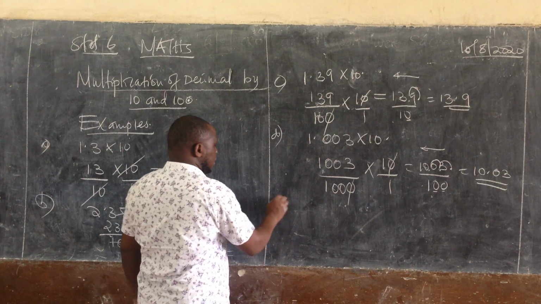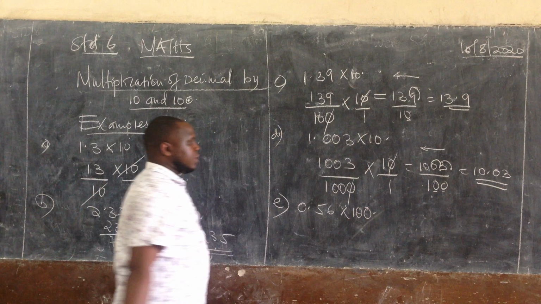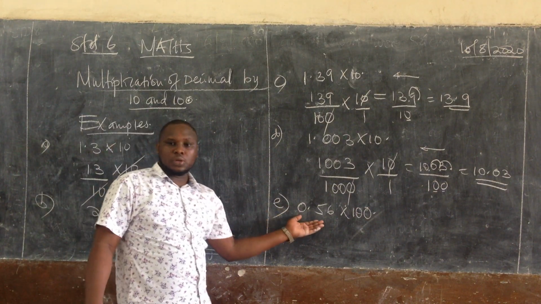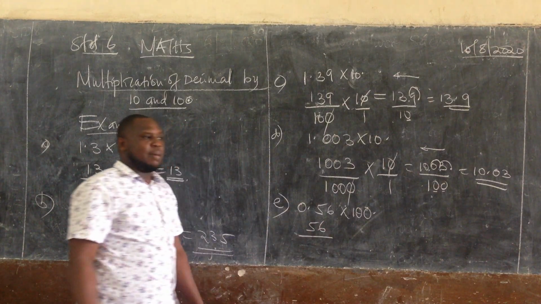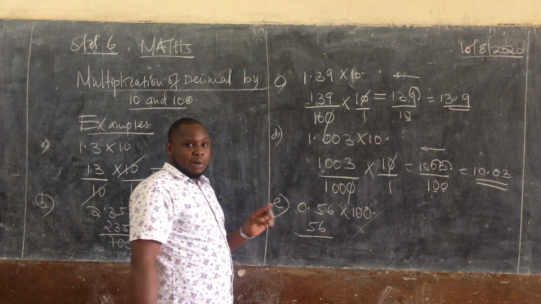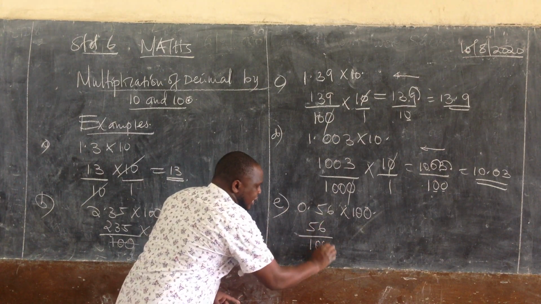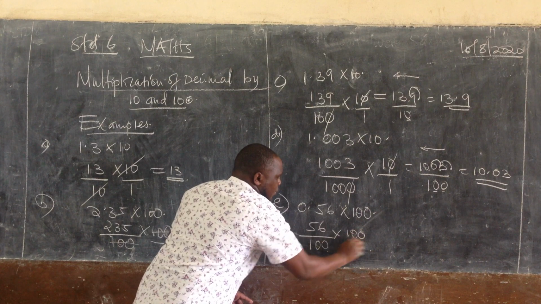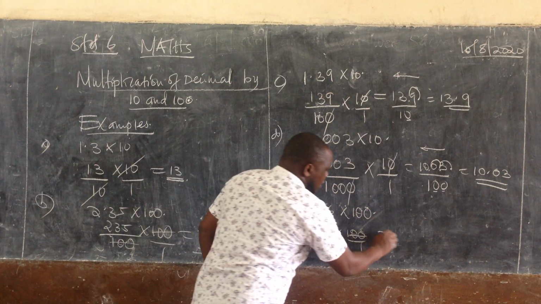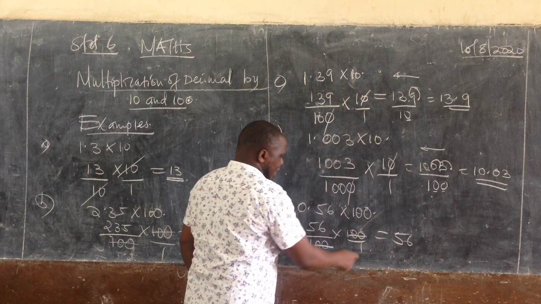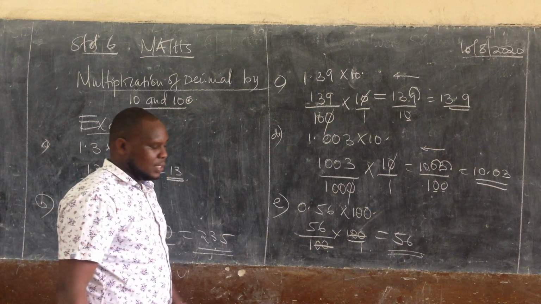0.56 times 100. The first step is to change this into a fraction. So this is going to be 56 over a number with two zeros, because there are two decimal places, 1, 2. So that number is 100. Then you multiply that with 100. You realize these zeros will cancel, so it's going to be 56 times 1 over 1, which is just 56. And your answer is going to be 56.